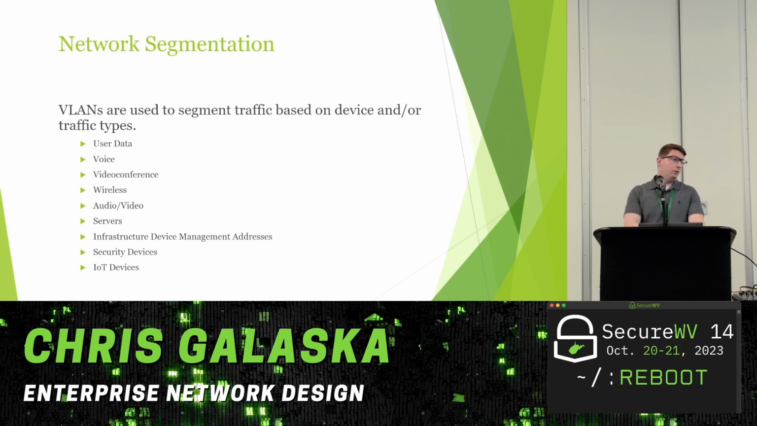It's easier to apply specific QoS settings. So you need your voice VLANs to have different QoS settings, video, different QoS settings. If you're doing AV over IP or you're doing virtual desktops or any of that kind of stuff, and you have specific QoS settings, if they're in different VLANs, then you're able to more easily apply those QoS settings.